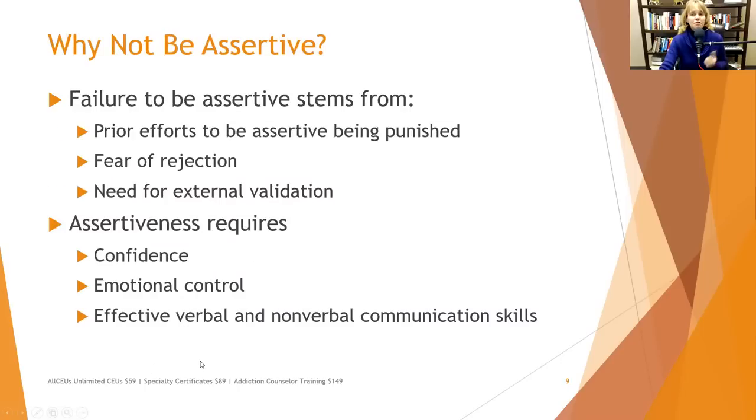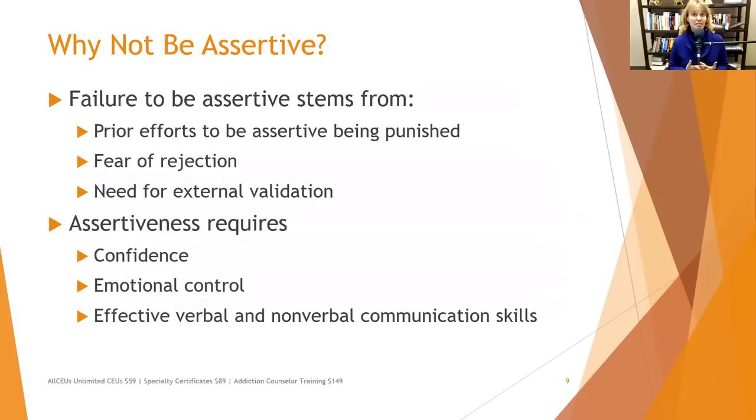Failure to be assertive stems from prior efforts to be assertive being punished. And maybe it was in a classroom. You raised your hand and you had this great idea and you shared it, and the teacher was like, no, that's a dumb idea. Or at home, or from prior relationships, whatever, and you tried to be assertive and it caused fights. Maybe the other person was aggressive or wasn't willing to listen to your opinion or validate it. So that could cause people to fail to be assertive.